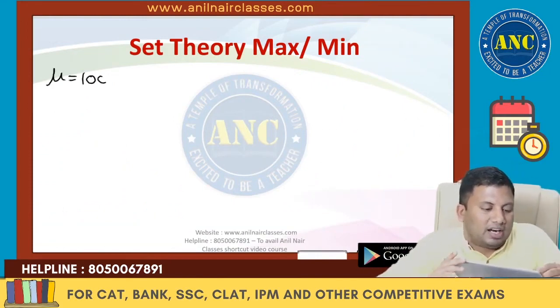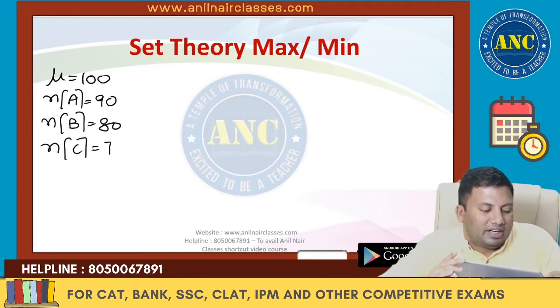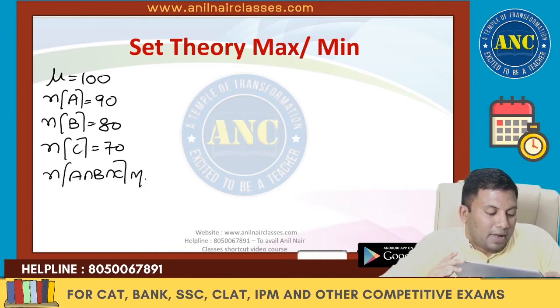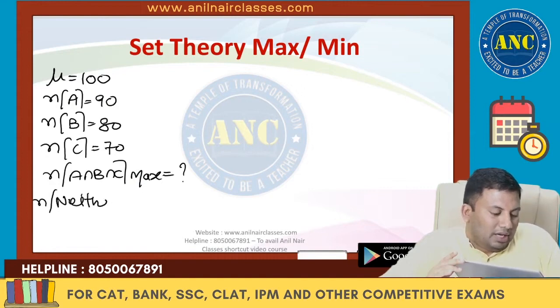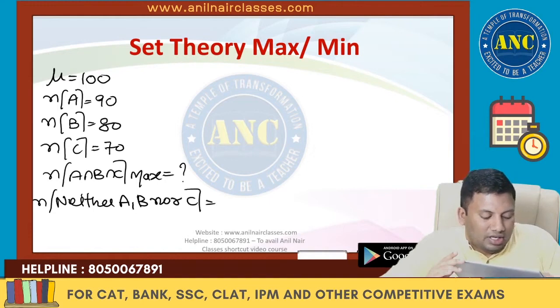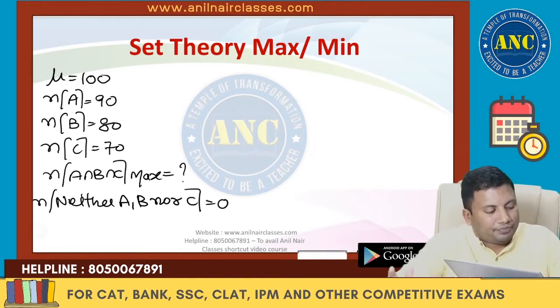Mu is 100. N of A is 90. N of B is 80. N of C is 70. Now we require A intersection B intersection C maximum. Maximum we require. N of neither A, B nor C is 0. Neither A, B nor C is nothing but 0.